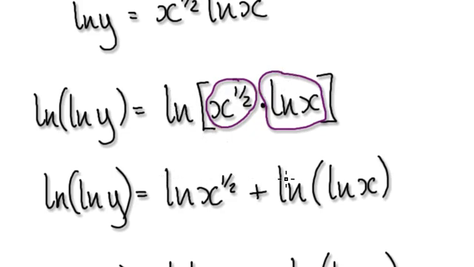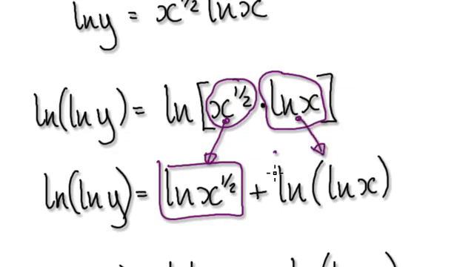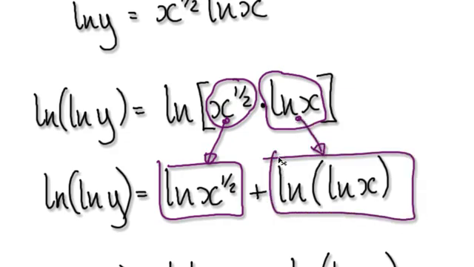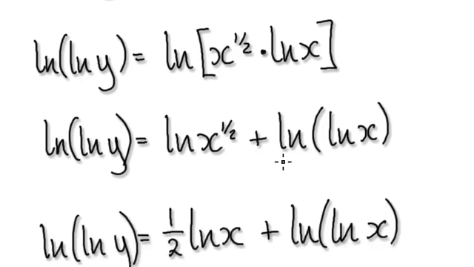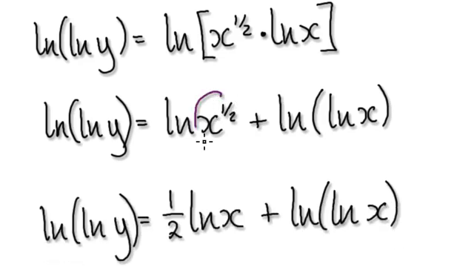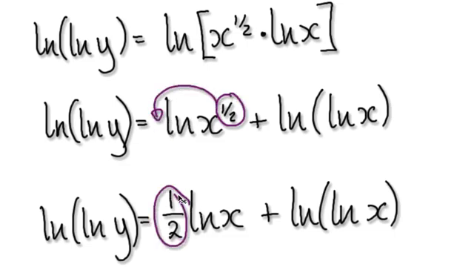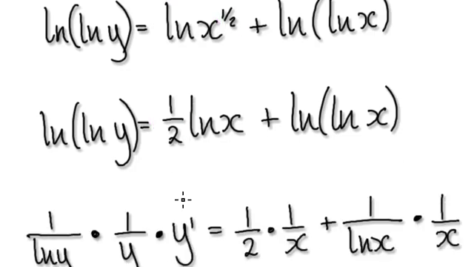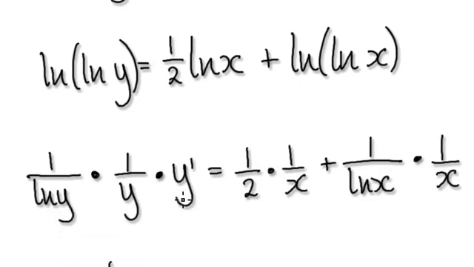Whenever you log a product, you can break the two up into a sum. So this thing here would be this, and then this, it breaks it into this. Now looking at this, you've got x to the power of a half. So you can move this half over to here. So that's the half there. Now you're ready to differentiate both sides.